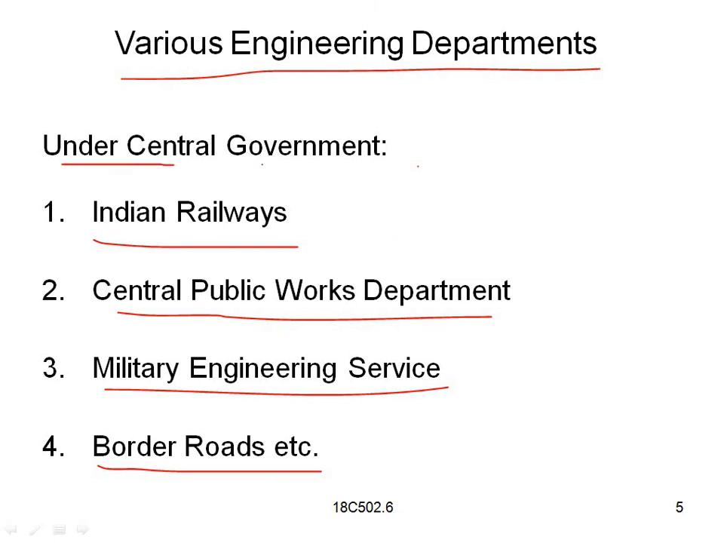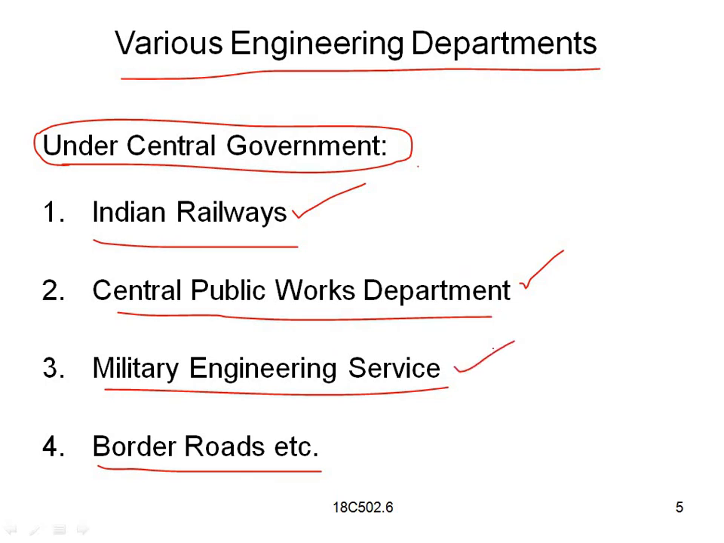The central government handles all central government works. Indian Railways is the largest network, as everyone knows. The Central Public Works Department is related to central works such as bridges or road works. Military Engineering Services looks after engineering works such as for the border forces and military services. Border Roads looks after national highways and border roads. These are the central government departments.